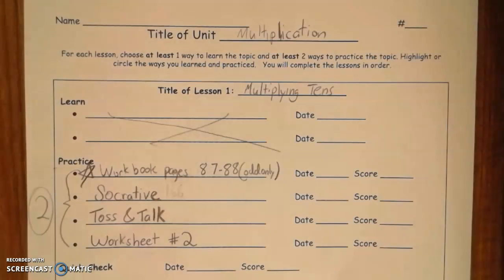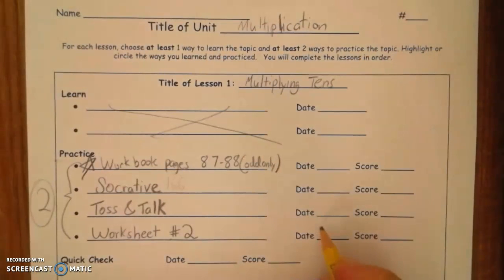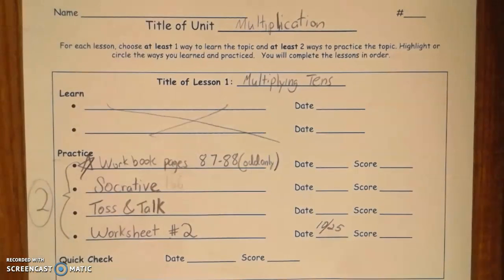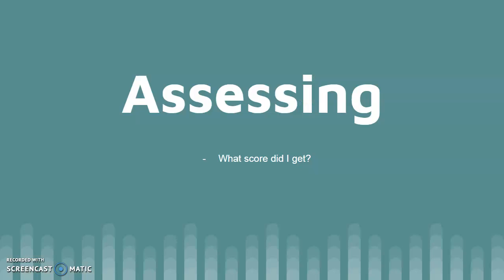Now, depending on what kind of scoring system you use, that'll depend. So let's say a student did choose worksheet 2 for this practice, and they completed it on 10/25. What score did they get? Now, my district uses standards-based grading. One of the biggest questions we have is, what score did I get? And it's a good question. How do you score yourself?